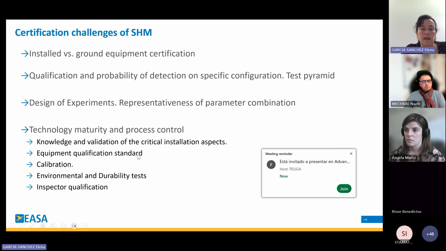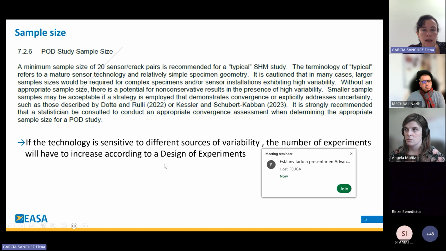Then this requires quite an effort of companies to develop a sufficient demonstration, the technology has to be mature. So we see that there is a gradual process of even years of doing tests and trying different solutions and process control. We are thinking what should be the equipment qualification standard, what are the necessary calibrations, environmental and durability tests, and then the qualification of inspectors.